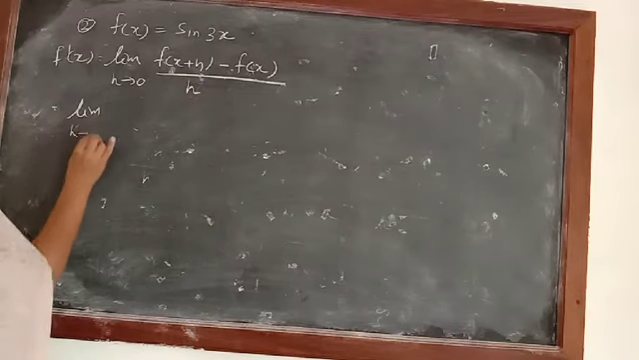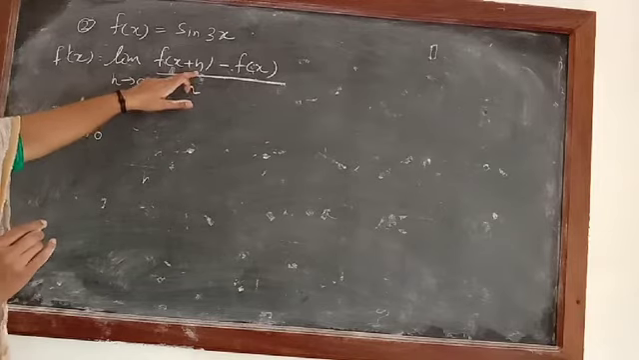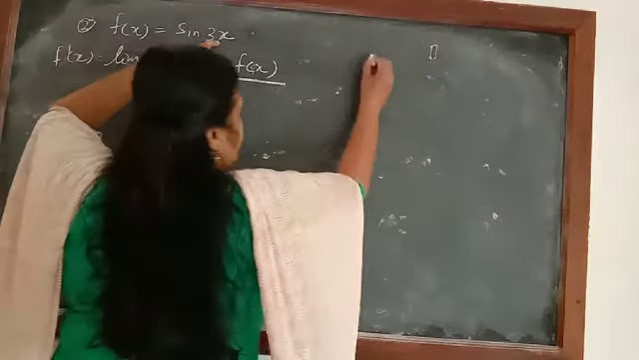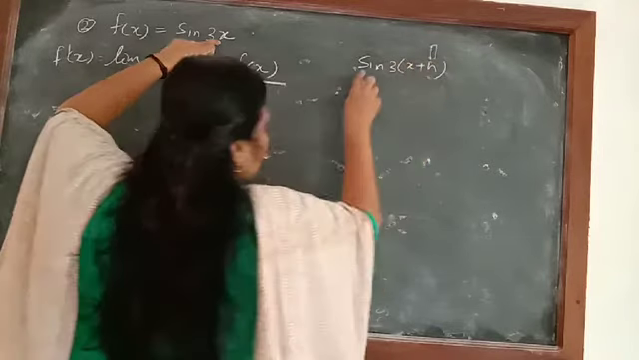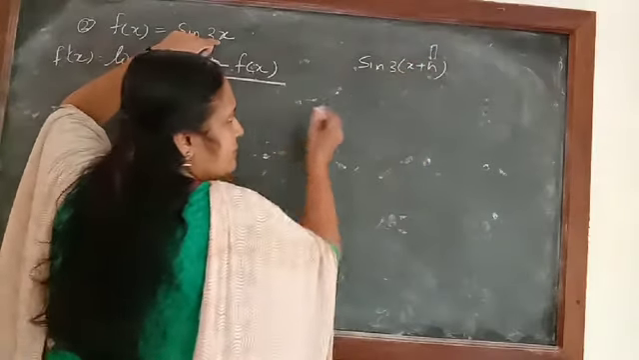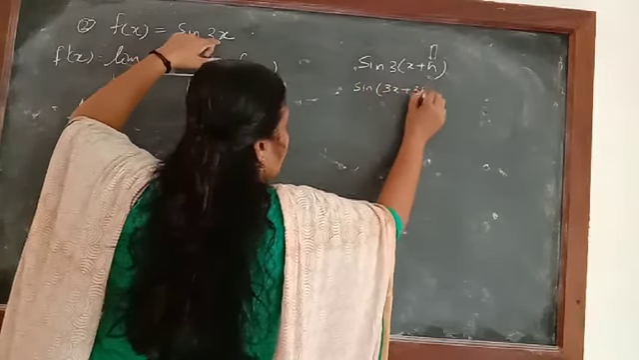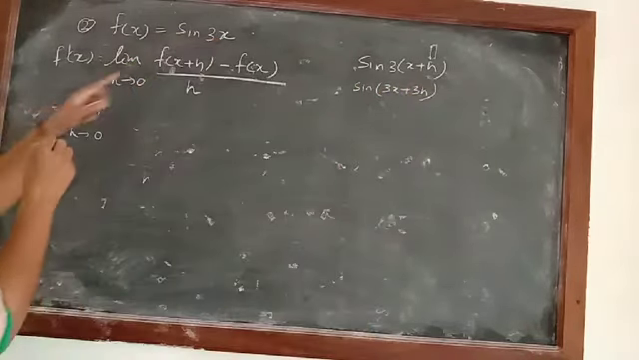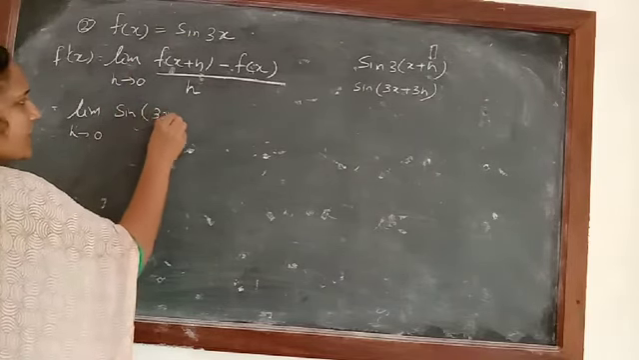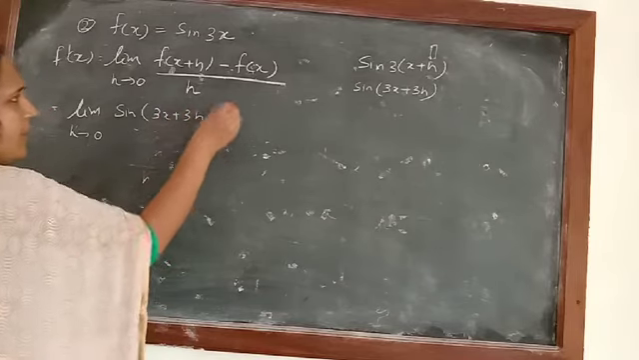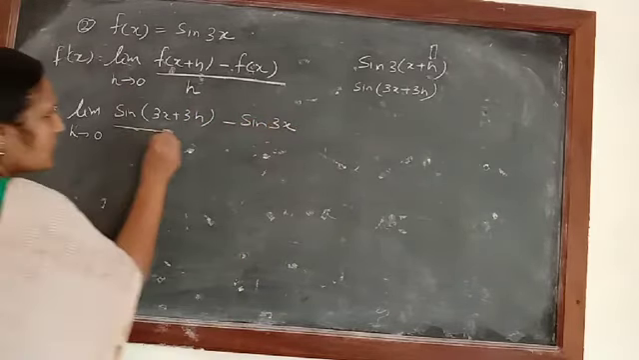Just to substitute the value. Limit h tends to 0, f of x plus h, meaning here in place of x we have to substitute x plus h. Then it will come in this way: sin 3 into x plus h. That I am multiplying there. Then we will get sin 3x plus 3h. So I am going to write that directly. Then here we will get sin 3x plus 3h minus f of x, which is equal to sin 3x, whole divided by h.